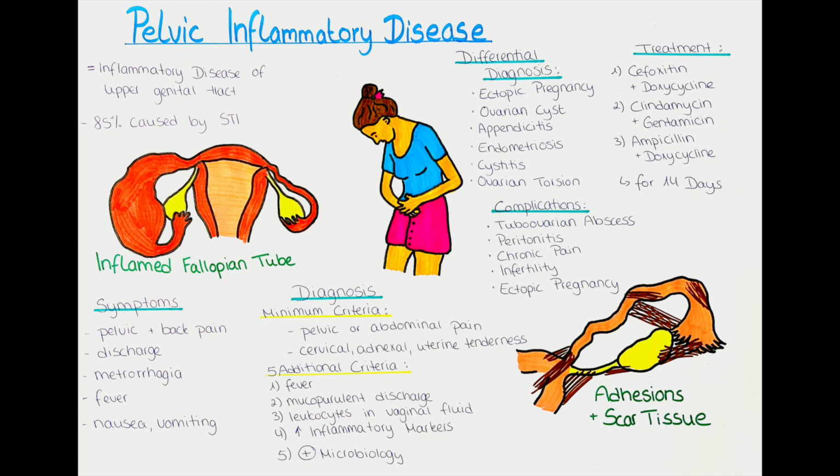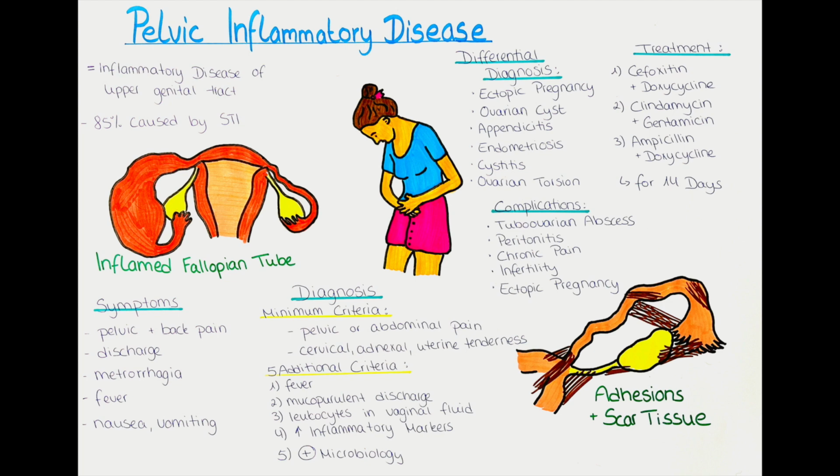My name is Victoria, and in this video we will talk about pelvic inflammatory disease. Pelvic inflammatory disease is an inflammatory disease of the upper genital tract in women. It is usually an ascending infection that originates in the vagina or the endocervix.